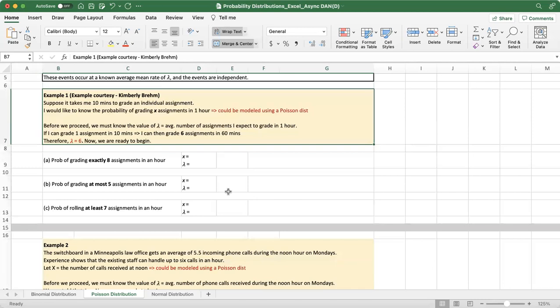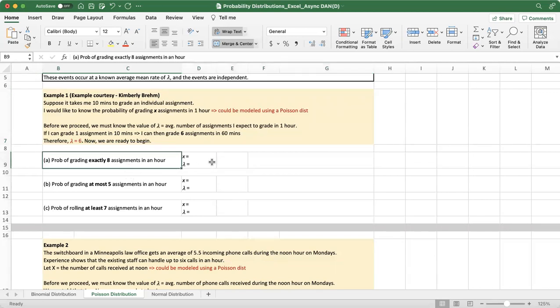So before we actually get started, we need to identify lambda. Lambda is the average number of assignments I would expect to grade in an hour. So if it takes me 10 minutes to grade one assignment, I could expect to complete 6 assignments in 60 minutes, which is, I can expect to grade 6 assignments in 1 hour. So we can say that our lambda is equal to 6. Now we are ready to begin.